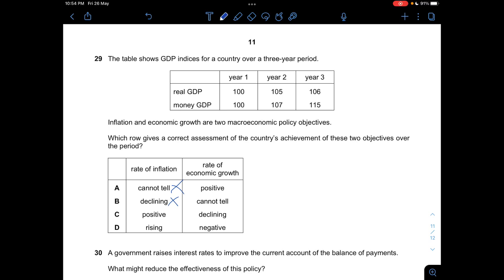the real economic growth is actually, if you look at real GDP, it's the same. And then for real GDP, you can see it's actually lower than money GDP. Same goes for year 3. You can see that money GDP is 115, but then your real GDP is 106. So there's a decline in economic growth because the real GDP is lower than your money GDP. So answer is C. Question 30.